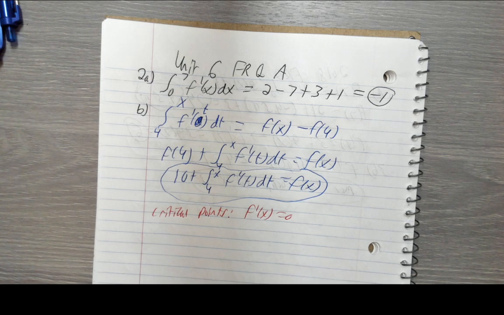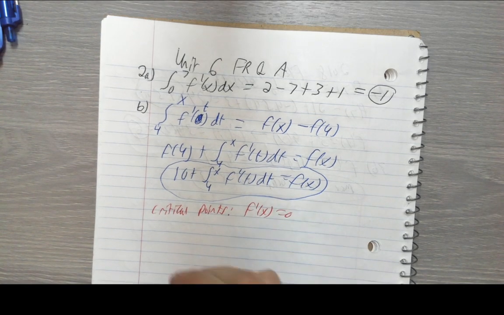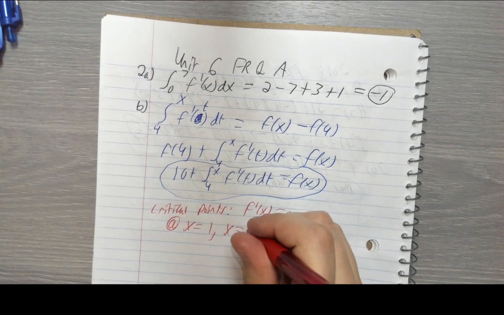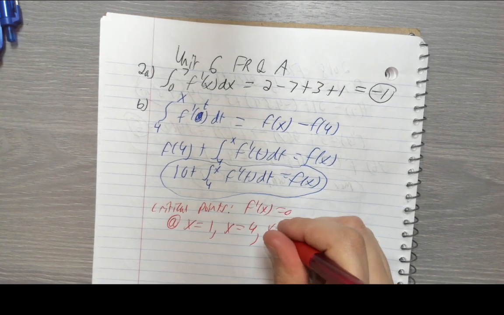So if you guys were to look at your graph of f prime, we can find when this is true. And this is true at x equals 1, x equals 4, x equals 6, and x equals 7.